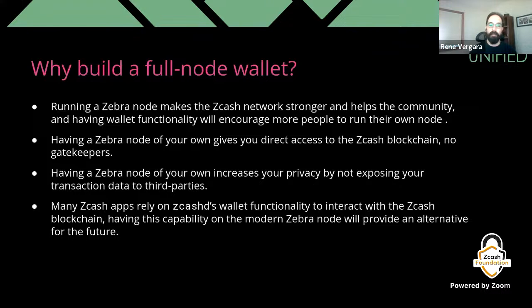Having a Zebra node of your own gives you direct access to the Zcash blockchain. There are no gatekeepers between you and the chain. Having a Zebra node of your own also increases your privacy by not exposing your transaction data to a third party.